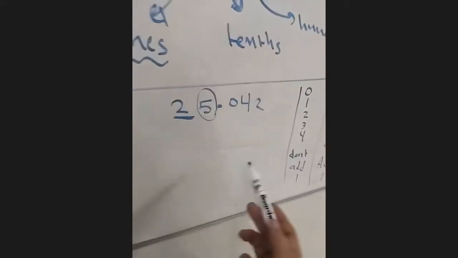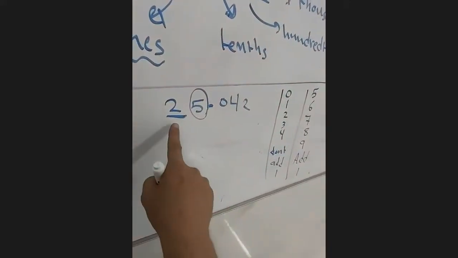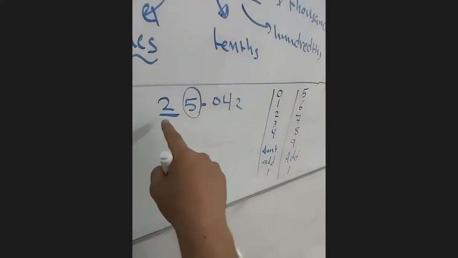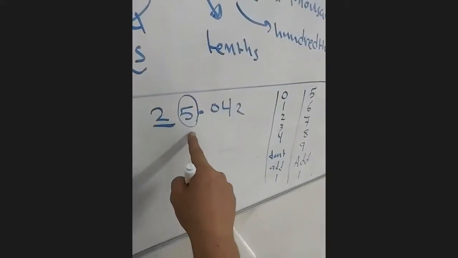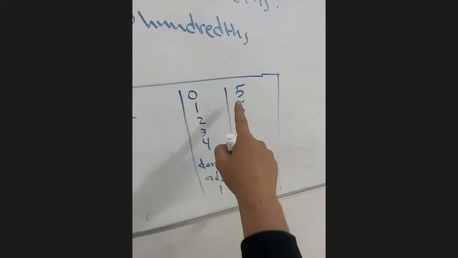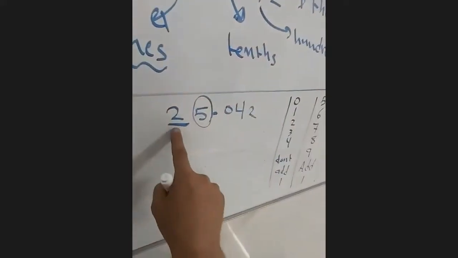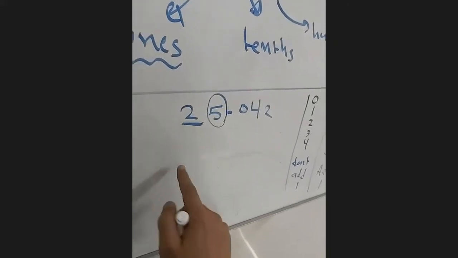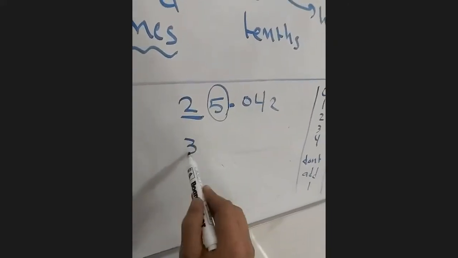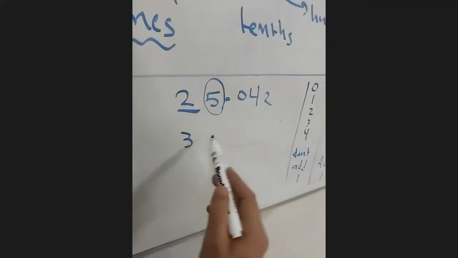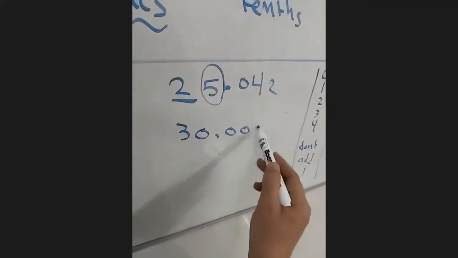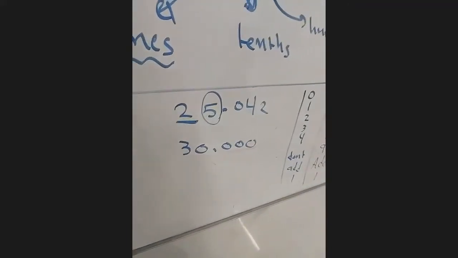Let's take a look here, guys. Here, I want to round 2. I take a look at the number after the 2, which is 5. Now, the 5 is located here, so I will add 1. I go back to the 2, and the 2 will be 3, and all other digits will be zeros.